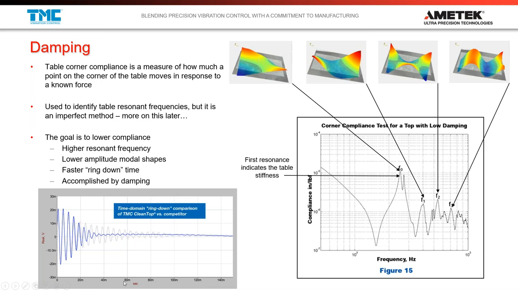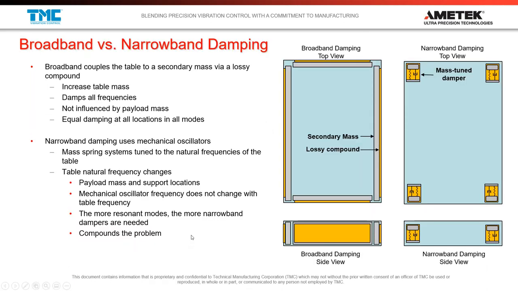On the x-axis here we have a millisecond scale, and we have a velocity scale on the y-axis. We're looking at an impact. So we have an impact at time zero and some vibration from that impact, and it settles down over time. And again, when you're looking at damping of a table, you want to see that decay faster and faster and happen sooner and sooner. That's an indicator of how well damped the table might be.